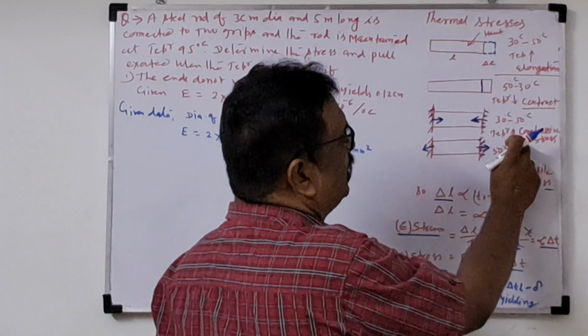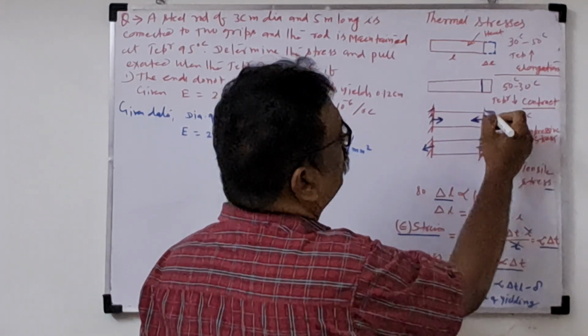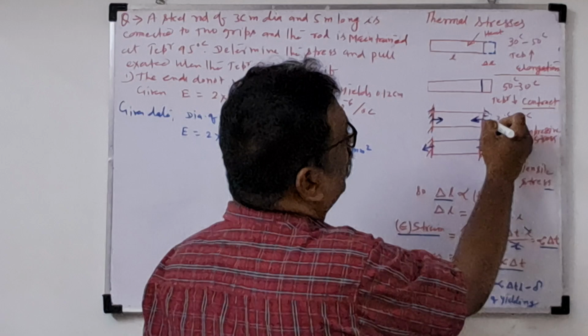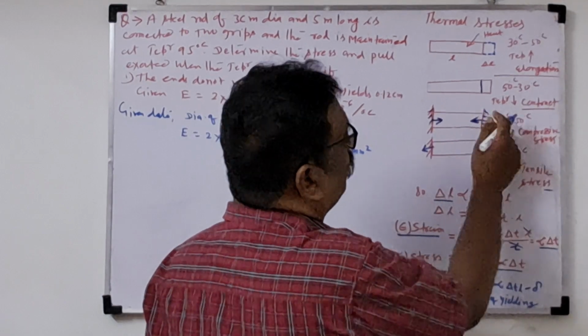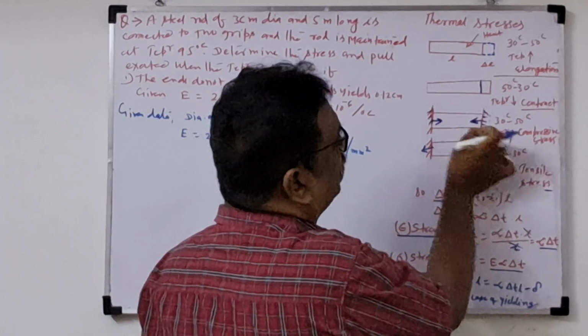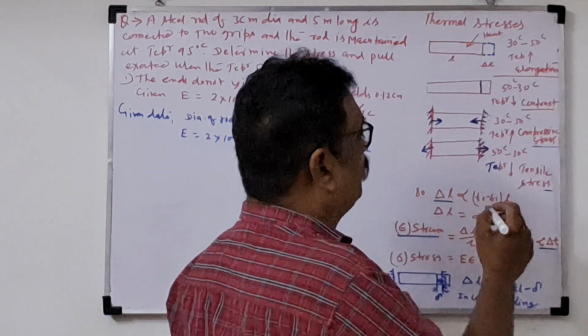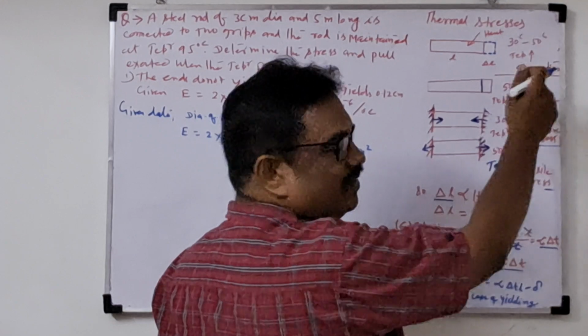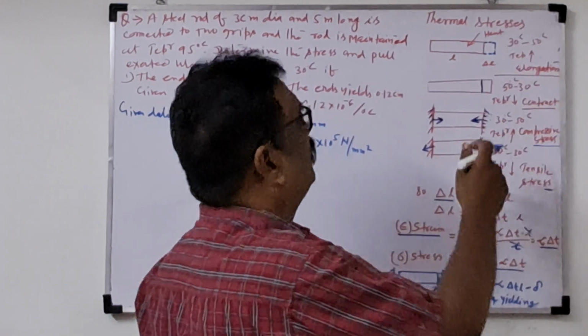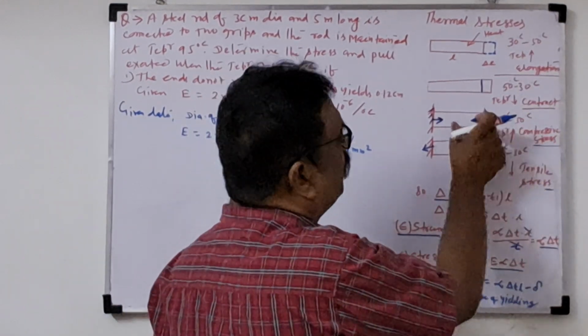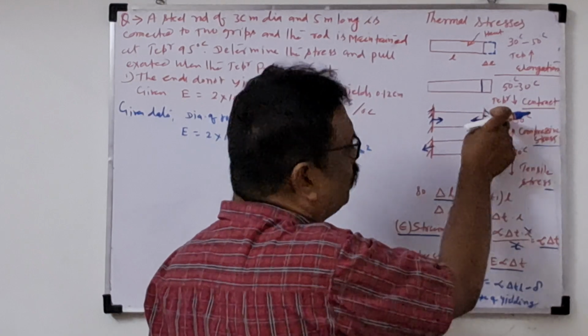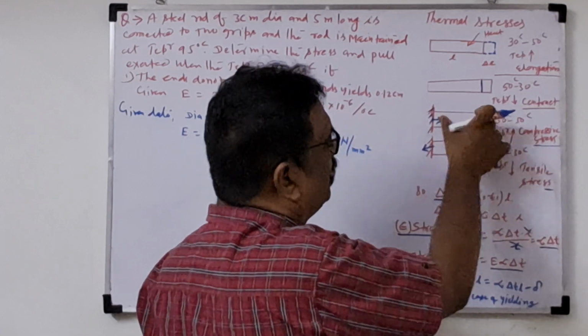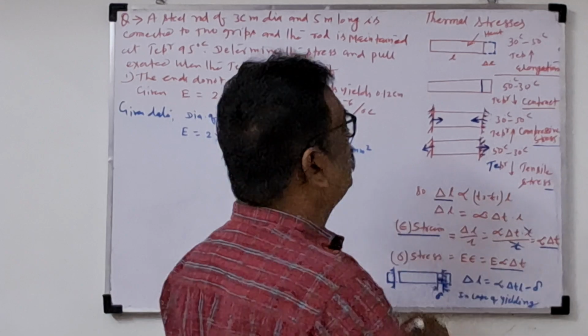That means the temperature increases, so the body wants to elongate, but due to the fixed supports, the body is pushing inside. That means compressive stress will develop. If you are not stopping, elongation is coming, tensile stress is coming. But here we are stopping, so the body wants to go outside, but due to the fixed support it comes inside, which is called compressive stress developing.